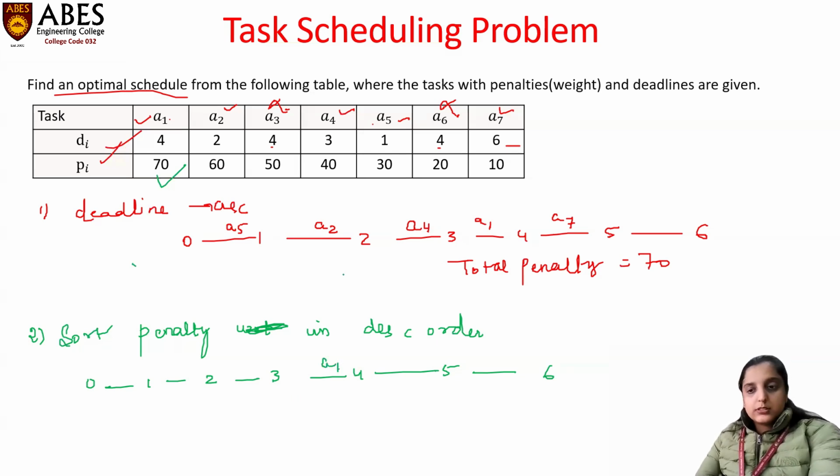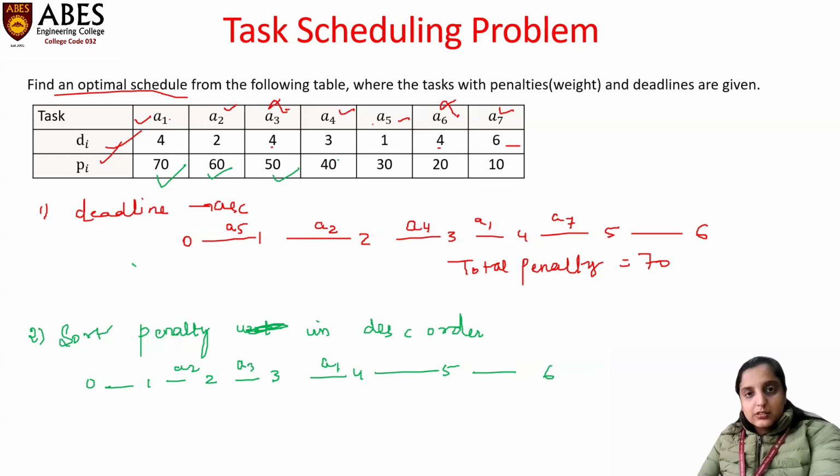A1 will be submitted on the 4th day. Next is 60. Its deadline is 2, so we'll submit it here only. A2 will be submitted here. Next is A3. A3's deadline is again 4. You can see again 4. At this time we should take it, but on the 4th day we are already delivering one assignment, so we can schedule it here, right? We don't have to skip this.